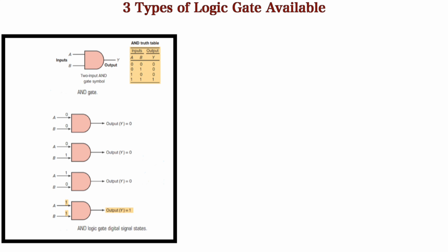Here you can see the AND gate cases. In the first case, in which input 0, 0 is given, the output is 0 or low. Second case, input 0, 1, output is 0. Third case, input is 1, 0, output is 0. And in the last case, where the inputs A and B are 1, 1, the output is high or 1.